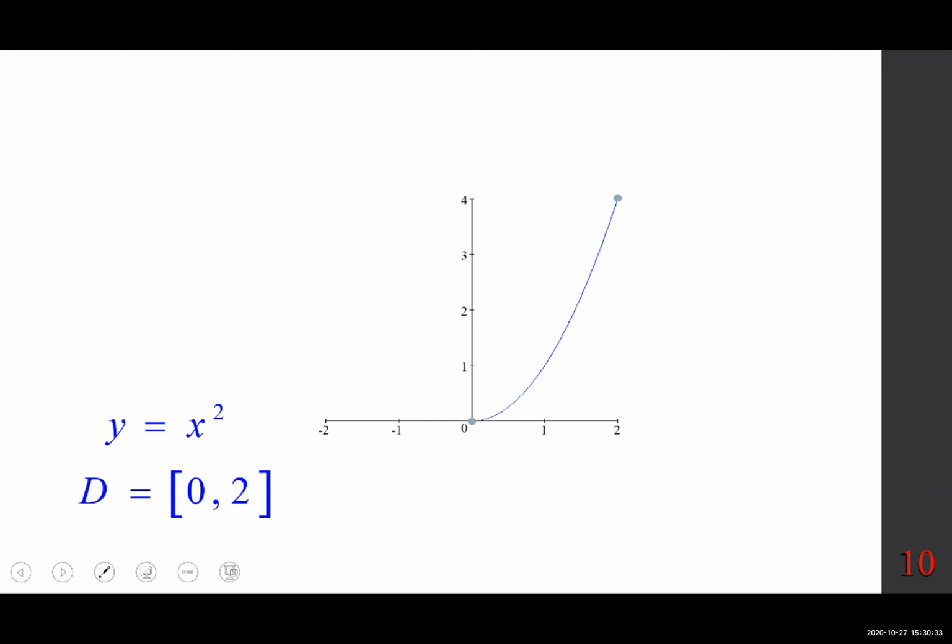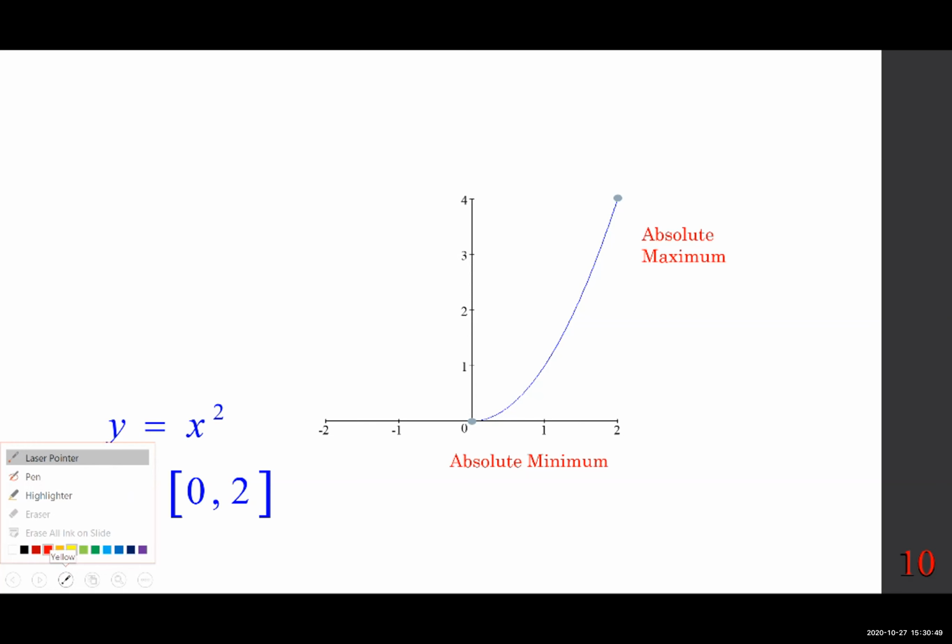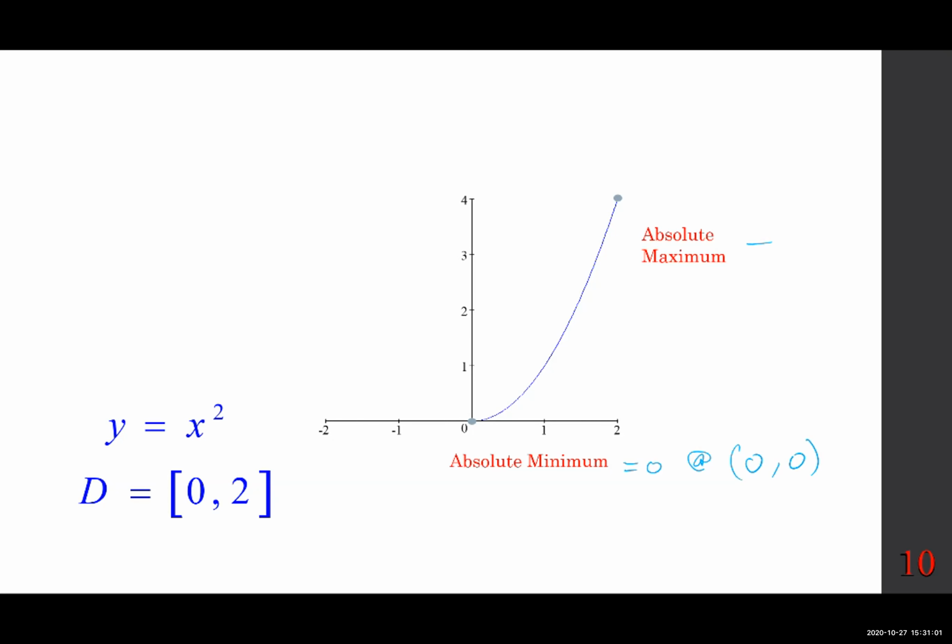Let's change this to a closed interval. We have the absolute min, we have the absolute max. And I want to do the writing here. I want to make sure everybody understands what's going on. So let me add a couple of things here. Absolute min equals 0 at, sometimes they say just x equals 0 or at (0, 0). Absolute max equals 4 at (2, 4).